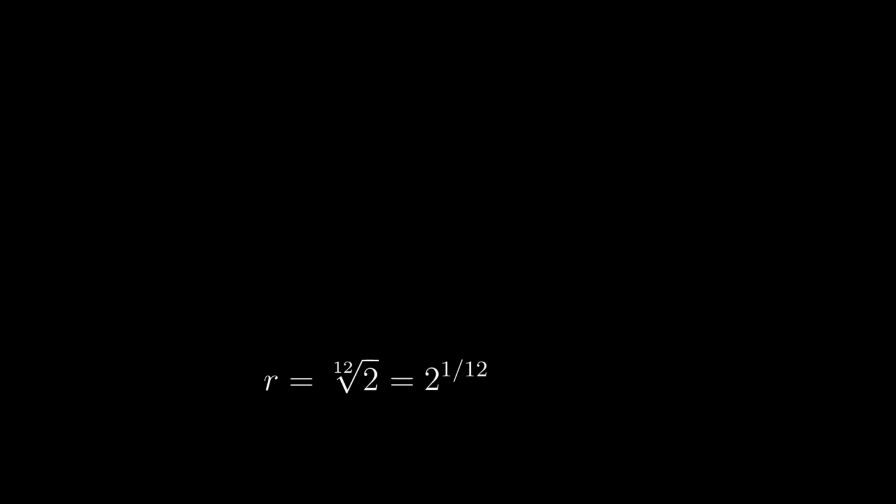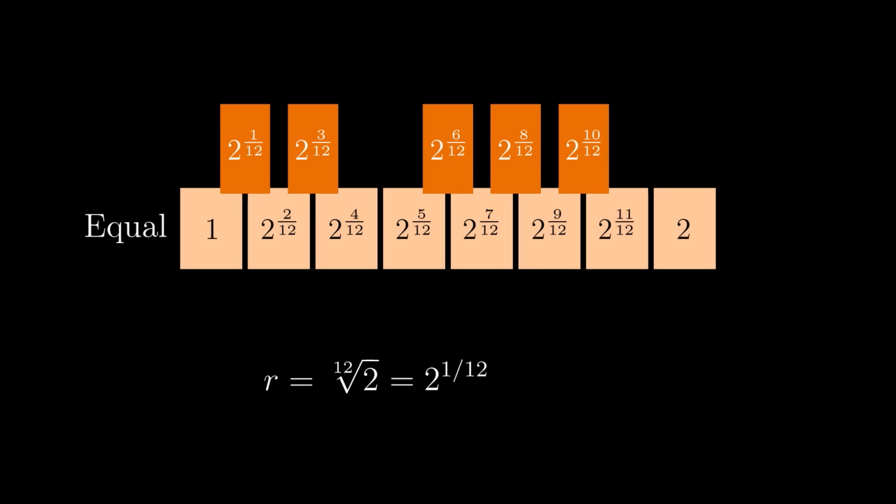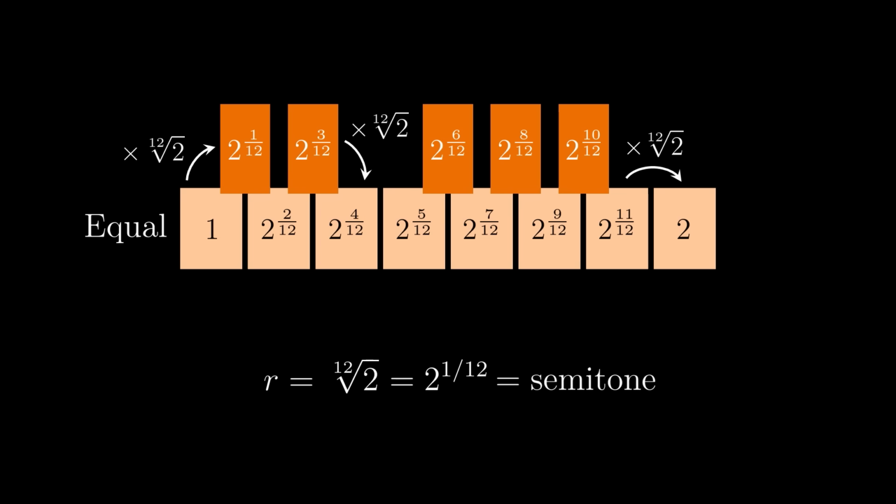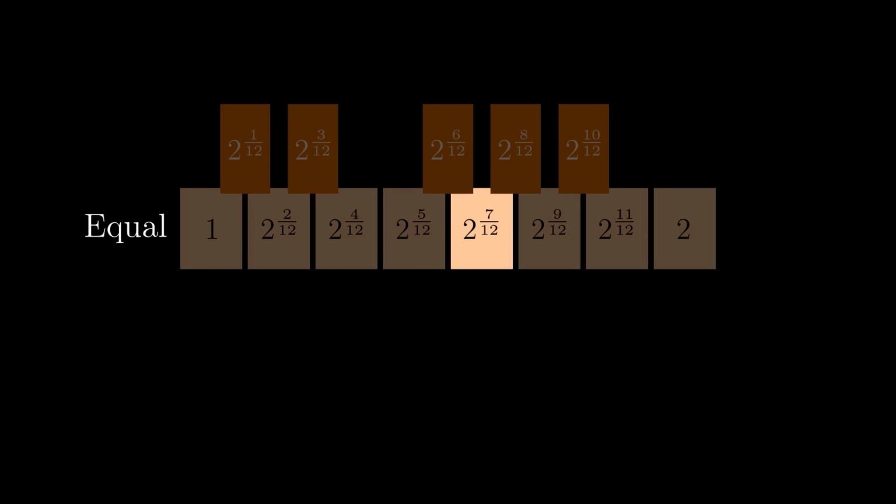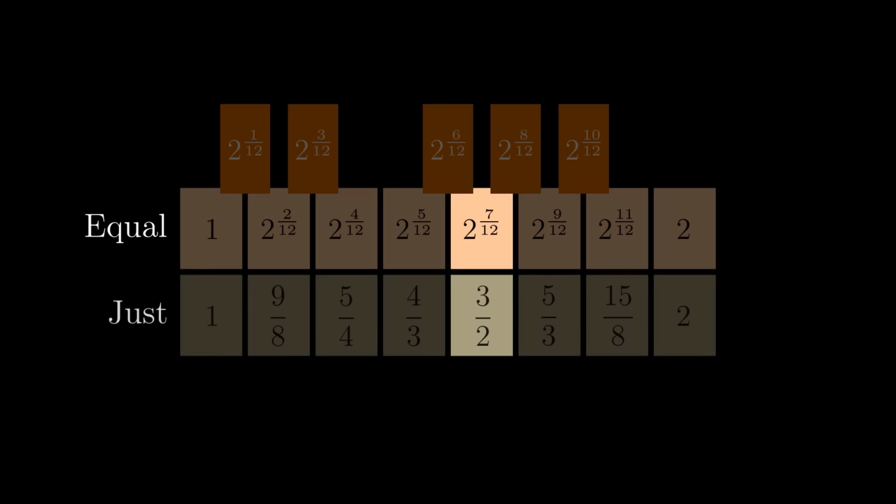And using this notation, the 12 notes of the equal temperament can be laid out this way. The interval between any two adjacent notes in the equal temperament, which is the 12th root of 2, is called a semitone. Now, the fifth in the equal temperament is 2 to the power of 7 over 12, and it is only about 0.1% away from the exact 3 over 2 fifth.